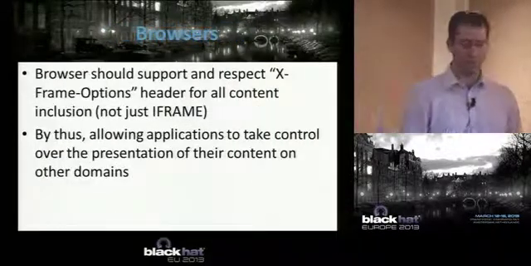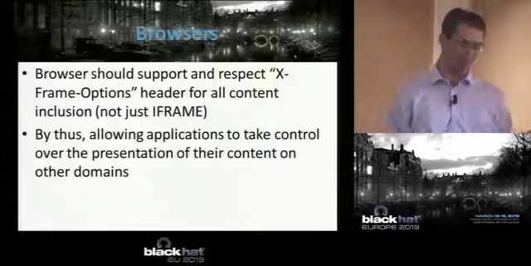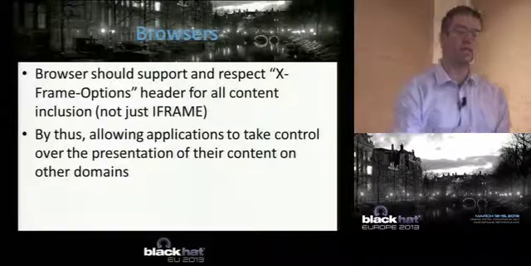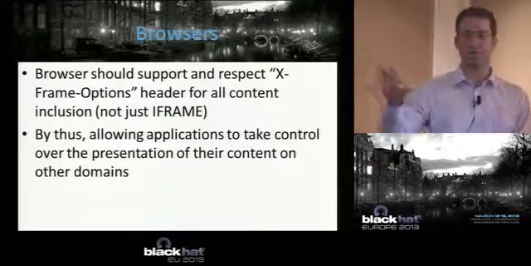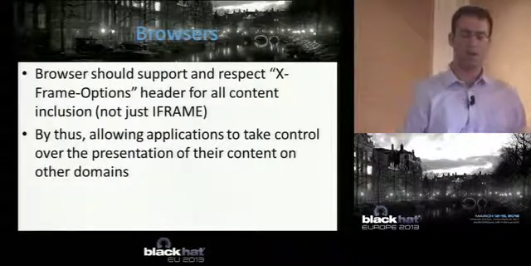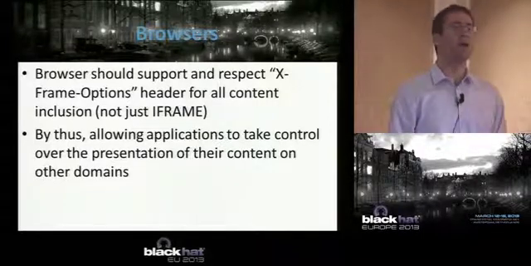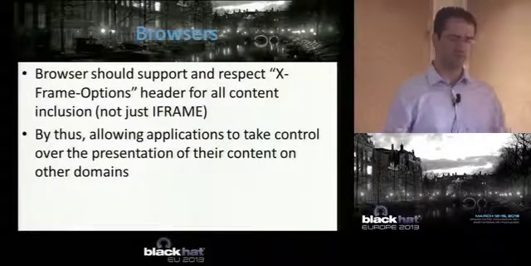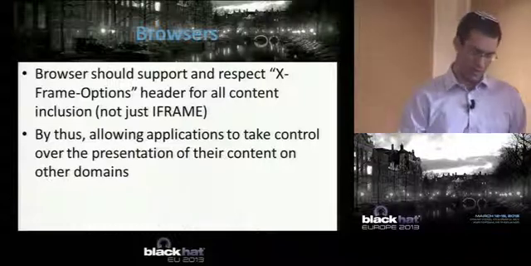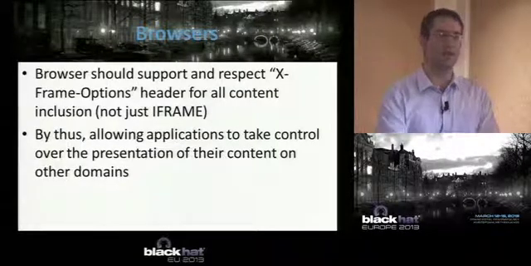So what would work? We recommend that browsers should support and respect the X-Frame-Options header for all content inclusion, not just iframes. When you think of it, it's very logical. It would allow applications to take control over the presentation of their content on other domains. The same way you don't want your original content to be framed in another site, you don't want your images to be displayed by some other site. Maybe you do, and you want to explicitly allow it, or the other way around, you want to explicitly prohibit sites from including your images. Right now, there is no HTTP directive that allows you to do so. By applying X-Frame-Options for images, or another equivalent header, X-Image-Options if you like, the original application can control the presentation of its original content on other sites.